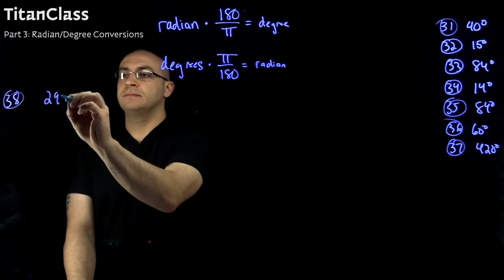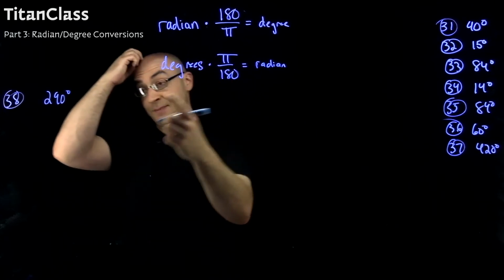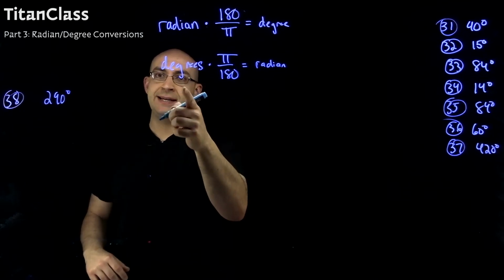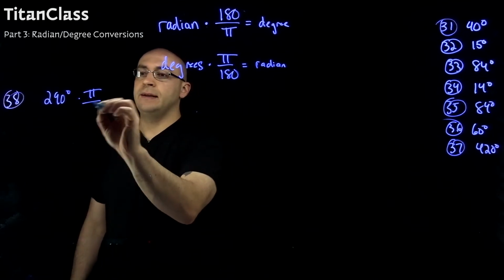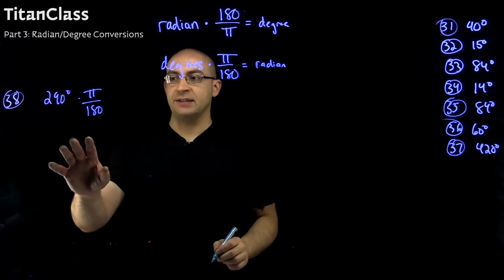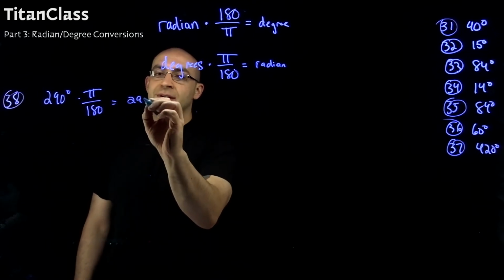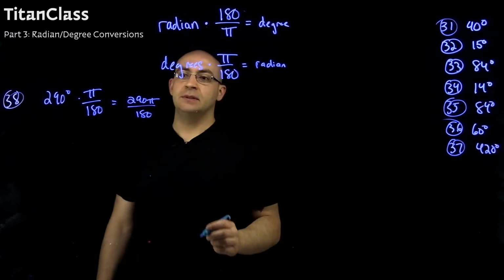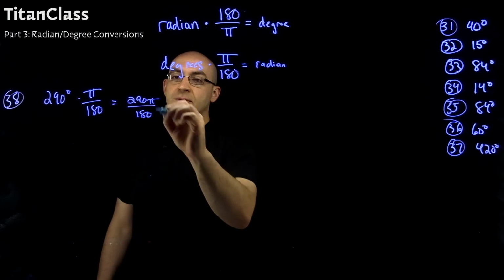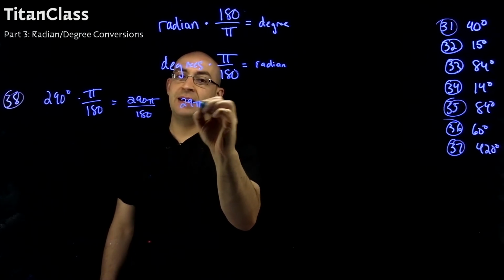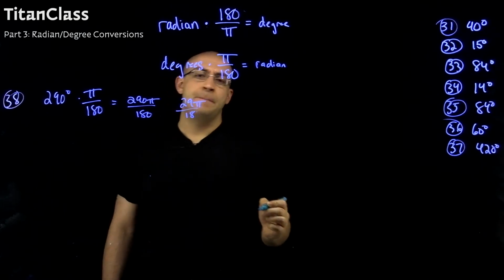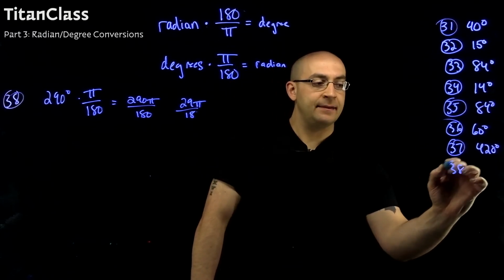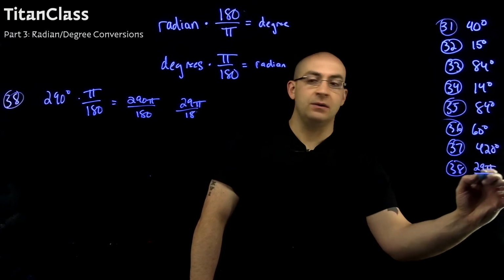38, 290 degrees. Pretty simple. We did some radians before. No pi here. We want pi to be introduced. So we're going to do 290 times pi over 180. Simplifying this is going to get a little messy, right? Because this is now going to be 290 pi over 180. What do they have in common? I can divide by 10 on both, right? So top and bottom, if I divide by 10, I get 29 pi over 18. 29 is prime, so I'm done. 38 is 29 pi over 18.